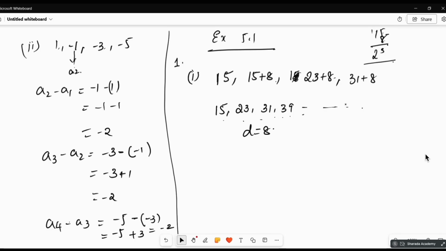He's asking whether AP or not, so you have to write that. What is the reason? You can write the reason: since the common difference is equal to 8, it forms an AP. It forms an AP. Okay. Write down, try the second one.